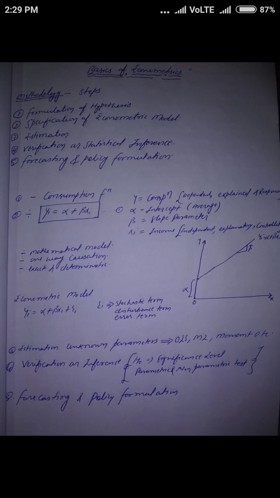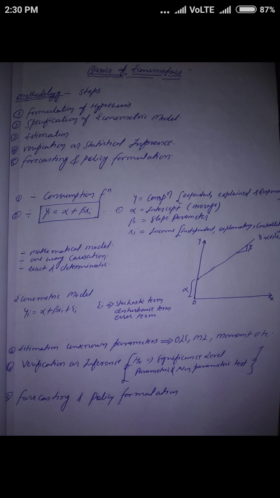Today we will discuss the basics of econometrics. Before that, we should know the rationale behind econometrics and what econometrics is, what is the meaning of econometrics. So in the literal sense, econometrics refers to the measurement of economic theory or the measurement of a hypothesis.